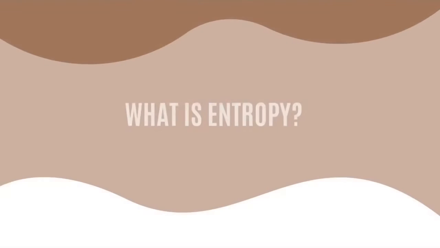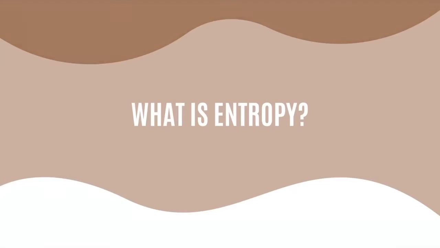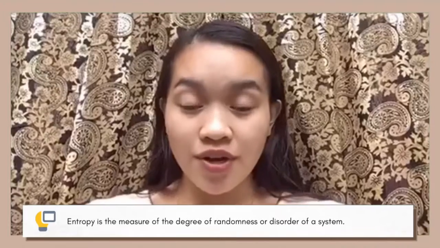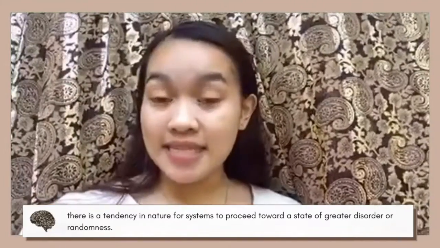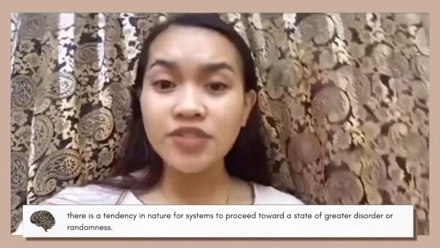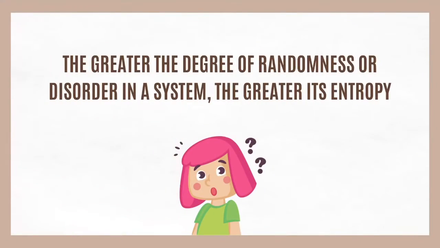On the other hand, what is entropy? Based on the CK12 org, entropy is a measure of the degree of randomness or disorder of a system. There is a tendency in nature for systems to proceed toward a state of greater disorder or randomness. The greater the degree of randomness or disorder in a system, the greater its entropy. Entropy is an easy concept to understand when thinking about everyday situations.